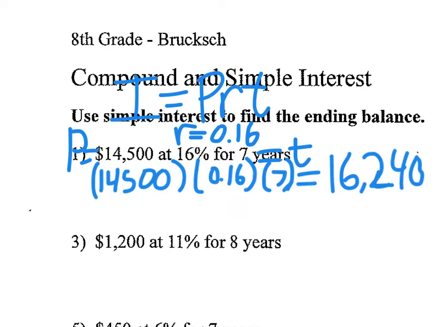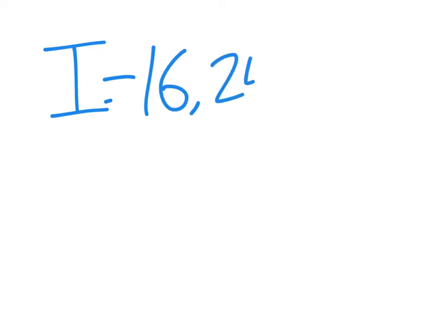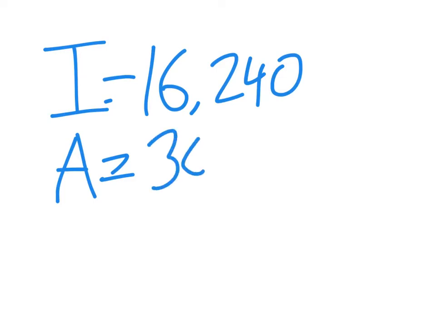Now I'm going to zoom in and ditch my pen for a little bit because this is driving me crazy. So our interest is 16,240. But our total amount, if we had that loan for that long, we've got to put that along with our original $14,500. So our amount is going to be $30,740. And what I did is I added the principal and the interest together.